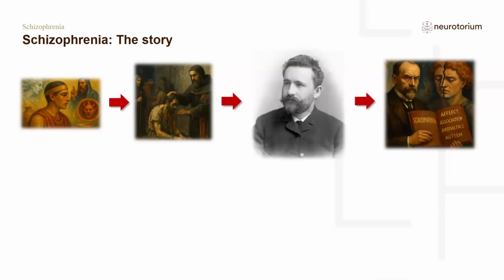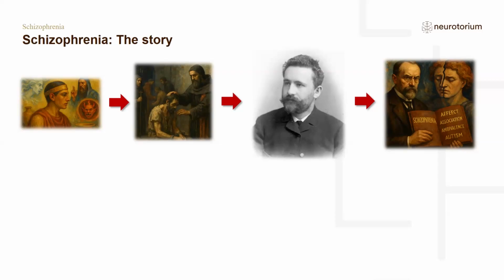Then in 1911, Eugen Bleuler, a Swiss psychiatrist, gave it a new name. He called it schizophrenia, which comes from two Greek words, the first being schizo, which means split, and the second being phren, which means the mind. However, it's important to note that Bleuler didn't mean a split personality. Rather, he meant a splitting of thought, emotion, and behavior, or a mind that is divided within itself. And he went ahead to further summarize it with his famous 4As, which are affect, association, ambivalence, and autism. But we shall not dive into that today.